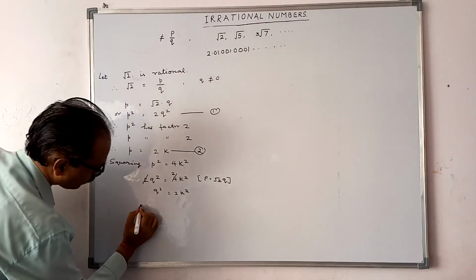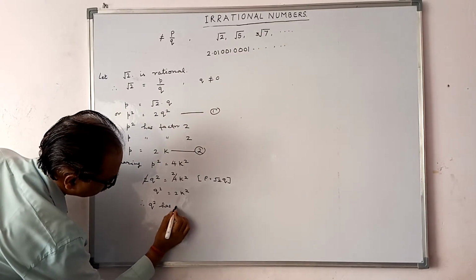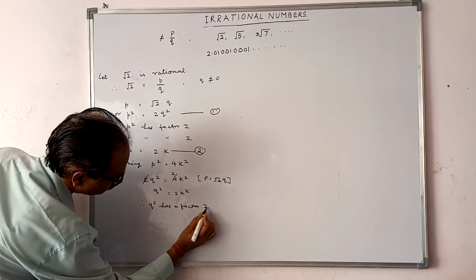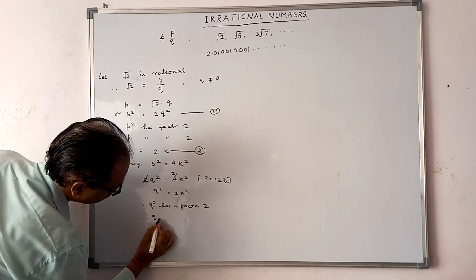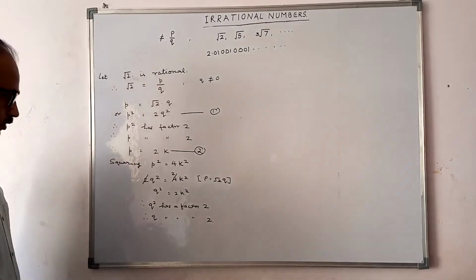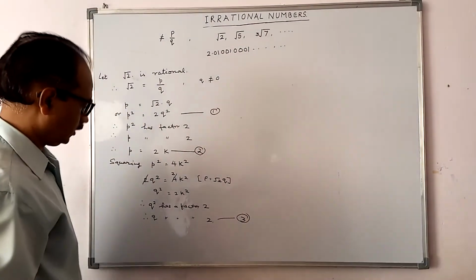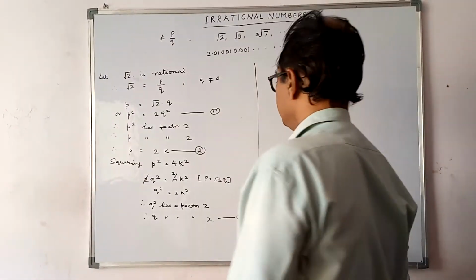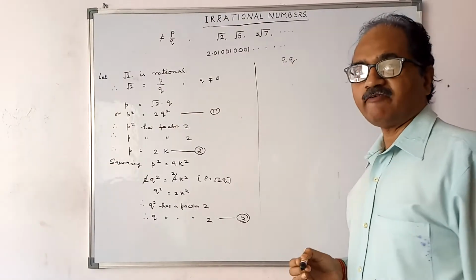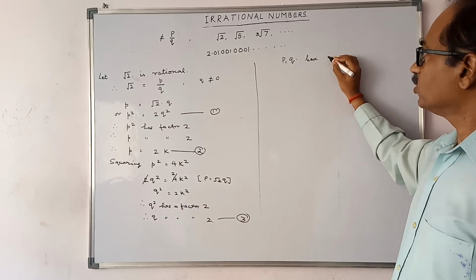Therefore, q square has a factor 2. Therefore, q has a factor 2. Now we conclude that p and q both have a common factor 2.